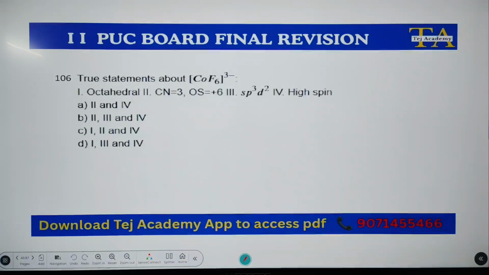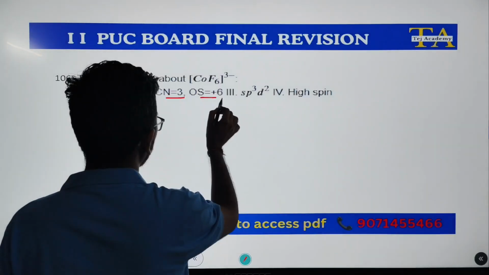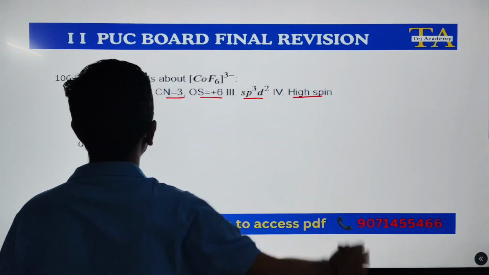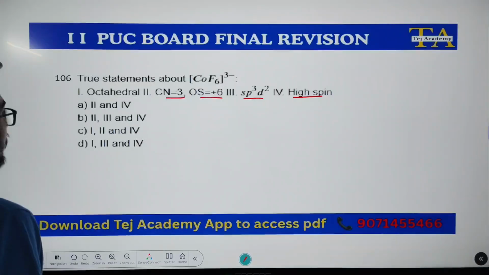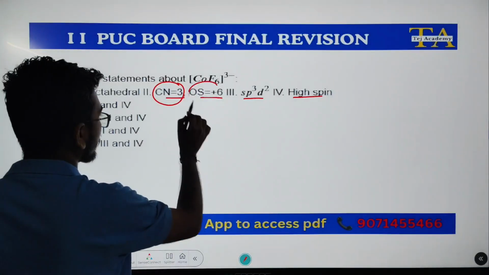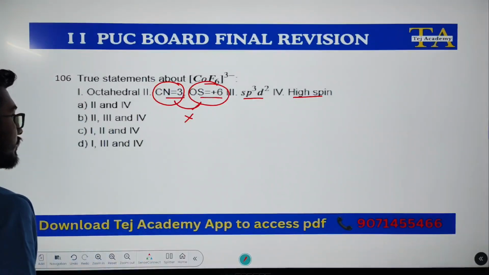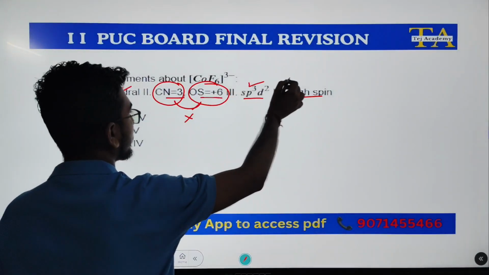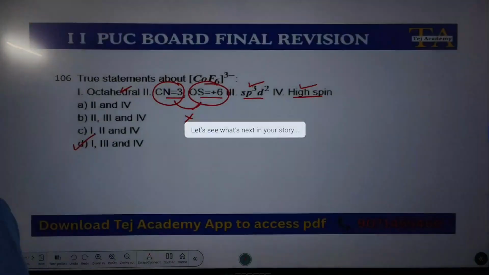True statements about cobalt hexafluoride. See, octahedral, coordination number is 3, oxidation number is +6, sp3d2, high spin. These are the information given regarding the compound. Now check this coordination number and oxidation state. Both are not correct. Octahedral is correct, sp3d2 is correct, high spin is correct. So option D is the right answer.